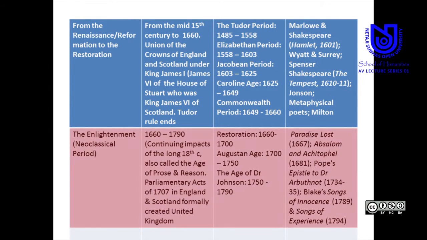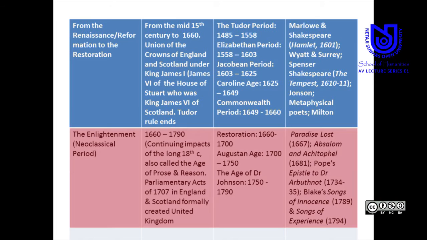The next period chronologically would be the Enlightenment, which is also called the Neoclassical period, dating from 1660 to 1790. This again is classified in terms of the Restoration, which was from 1660 to 1700, the Augustan age from 1700 to 1750, and the age of Dr. Samuel Johnson, that is, from 1750 to 1790.